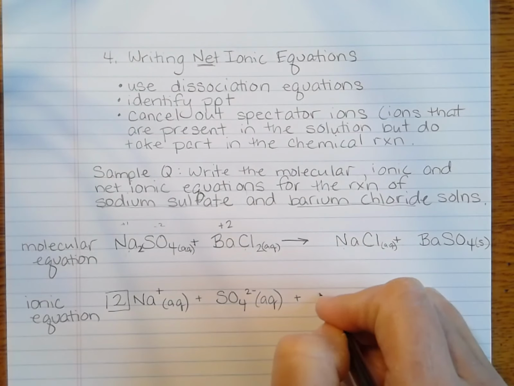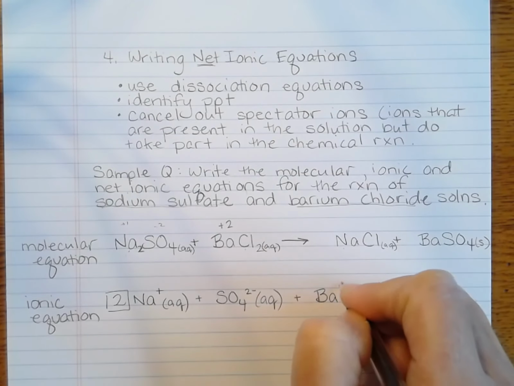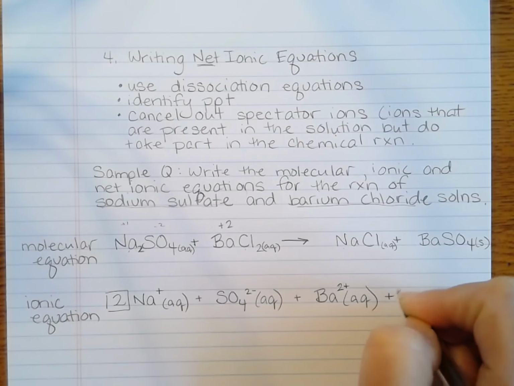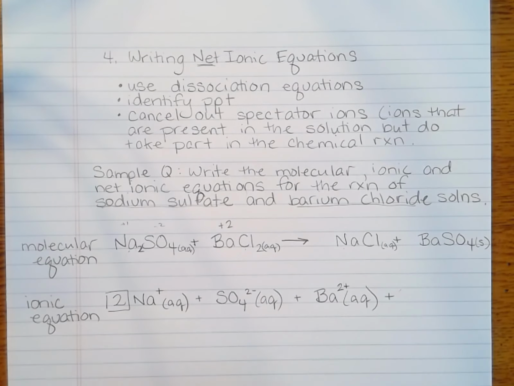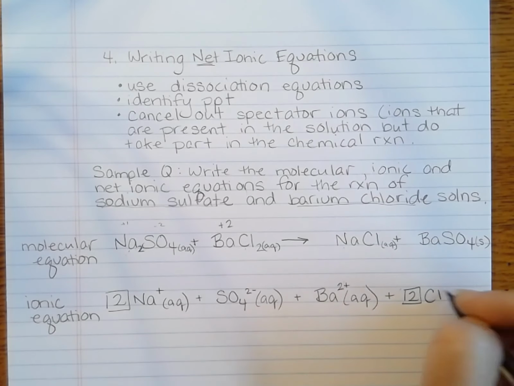And so the barium, I've got a single +2 ion in solution. And the ratio with the chloride, it's a 2 chloride to every 1 barium, so I will have 2 chloride ions in my expanded.